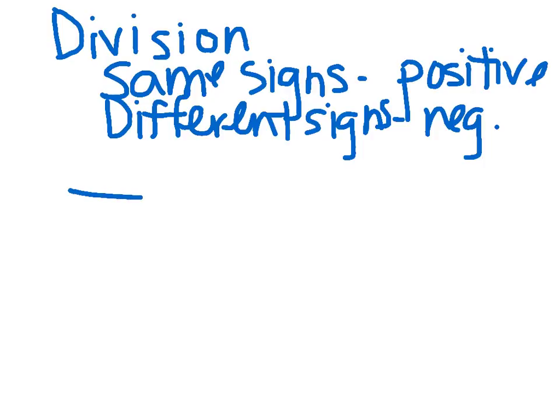Let's say I've got negative 56 divided by 8. This is a division problem. You want to ask yourself, what's the operation? Division. What's the rule? Different signs equals a negative, so I know it's going to be negative. And then 56 divided by 8 is 7, so the answer to this is negative 7. Notice that I use different words here. I call this same signs positive, different signs negative when I'm talking about multiplication or division.